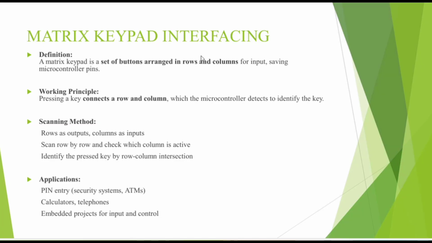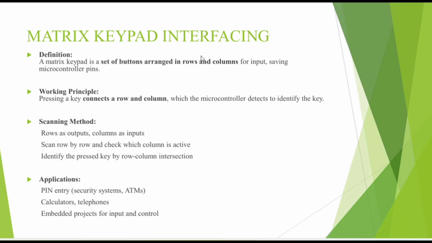Now we will see the matrix keypad interfacing. A matrix keypad is a set of buttons arranged in rows and columns, for input to the controller pins. The working principle of matrix keypad interfacing is that a key connects a row and column, which the microcontroller detects to identify the key. How it works? Keys are arranged in rows and columns, then the microcontroller scans the rows or columns to detect the key presses.